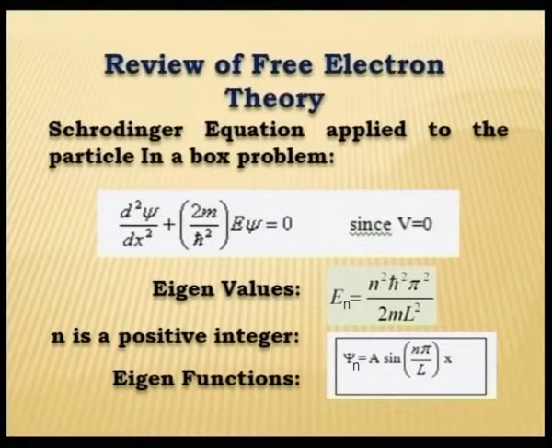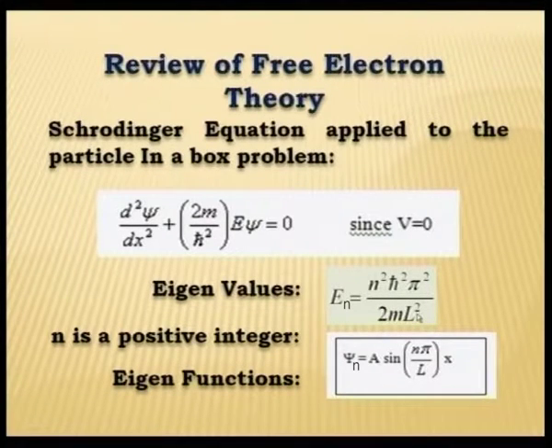It will become del square psi, that is d square psi by dx square plus d square psi by dy square plus d square psi by dz square. Then you will have 2m by h bar square into E minus V. V is taken as 0 for the sake of convenience. If you take V equal to 0, V will vanish, and the equation becomes (del square psi plus 2m E psi by h bar square) equal to 0. The eigenvalues are given as n square h bar square pi square by 2 m L square.